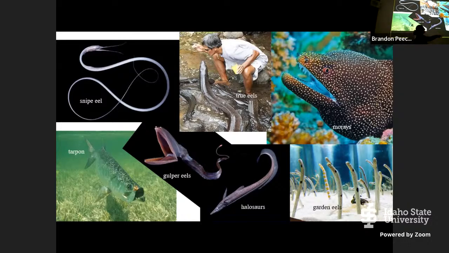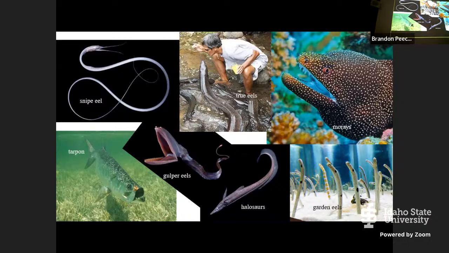Garden eels are always in aquariums, very popular. They stick their heads up, they live in colonies, they're all very nervous. They pick out pieces of food and they never leave their safe base. This is a tarpon. Tarpon don't really look like they belong with all the eels, but they absolutely do.